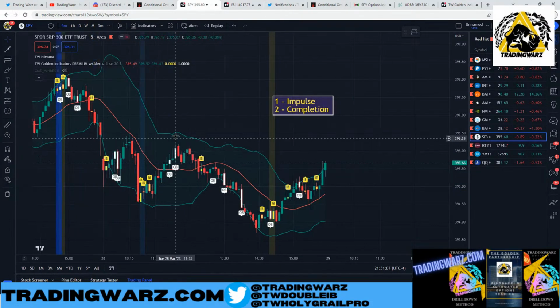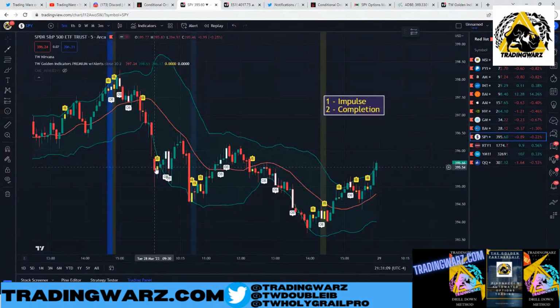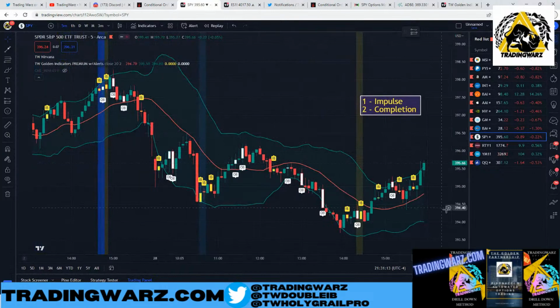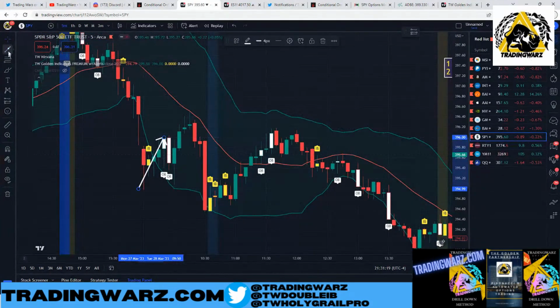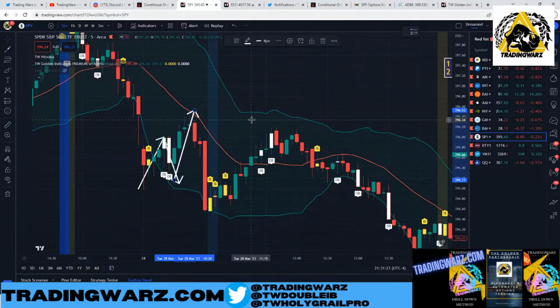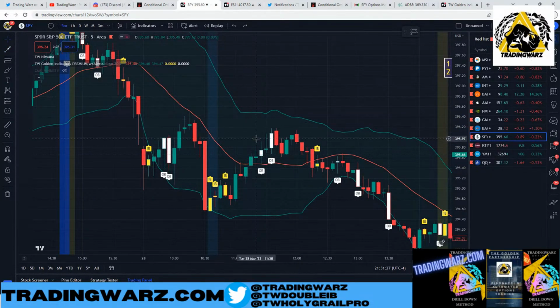Right here in the morning, we had this push up. One thing to consider about this push up is we were pulling back on this push up. If you look at this closely, we came up, we pulled back, then we traded to an extension. So this is a completed move. What I'm interested in is impulsive moves.